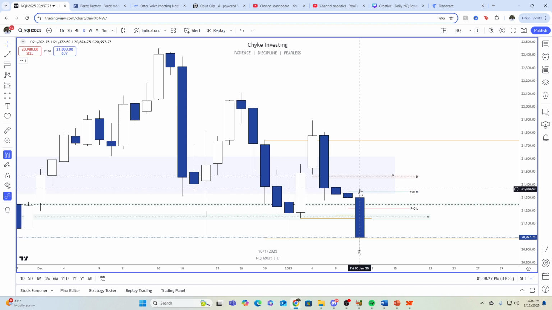Then if you see a break of market structure on the lower time frame here that affords you an entry to go short, that would be a great trade for you.